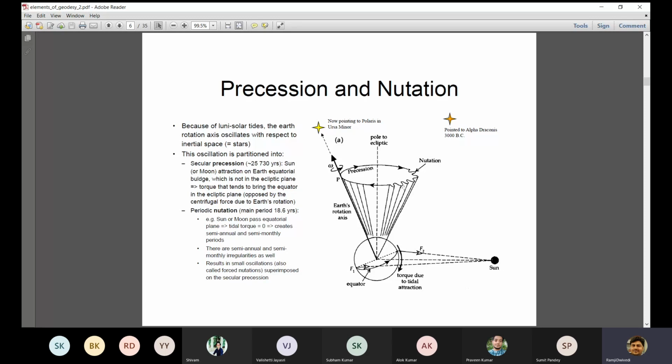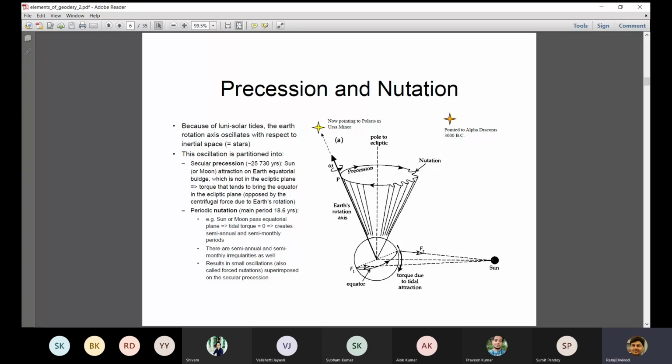Okay, so this oscillation is partitioned into secular precession, that is the sun's attraction on the Earth's equatorial bulge, which is not in the ecliptic plane, the torque that tends to bring the equator into the ecliptic plane. As if you are just looking at this torque, you say the sun and moon are acting over the rotation of this. See, Earth is rotating around the sun, and it is slightly tilted away from the ecliptic plane.